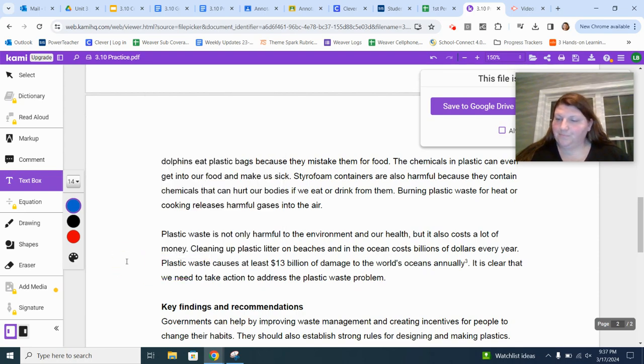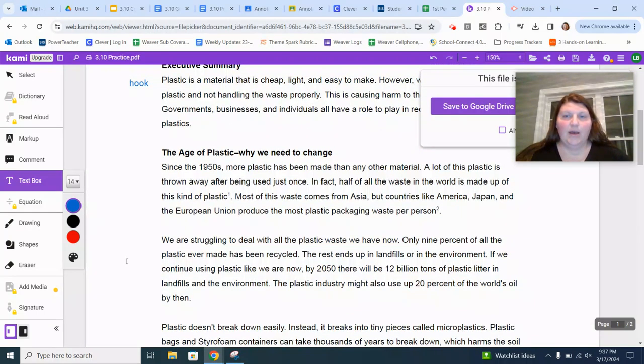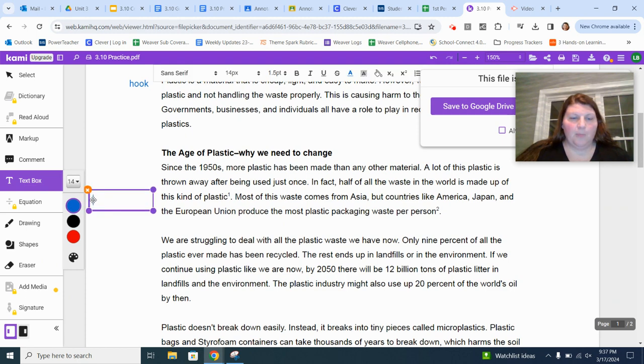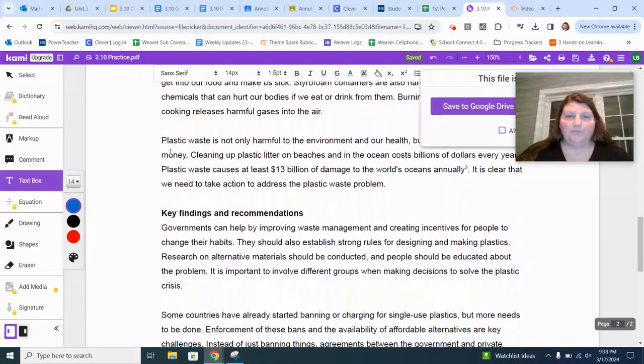So this here is the relevance. So the writers are discussing facts and statistics that share what a problem this is, the vastness of the problem, who is included, what the impact of this problem is, and what is going to happen if there isn't a solution, what's going to happen in the future. So all of this right here is the relevance. So that extends from this header here, the age of plastic, why we need to change, all the way down to here.